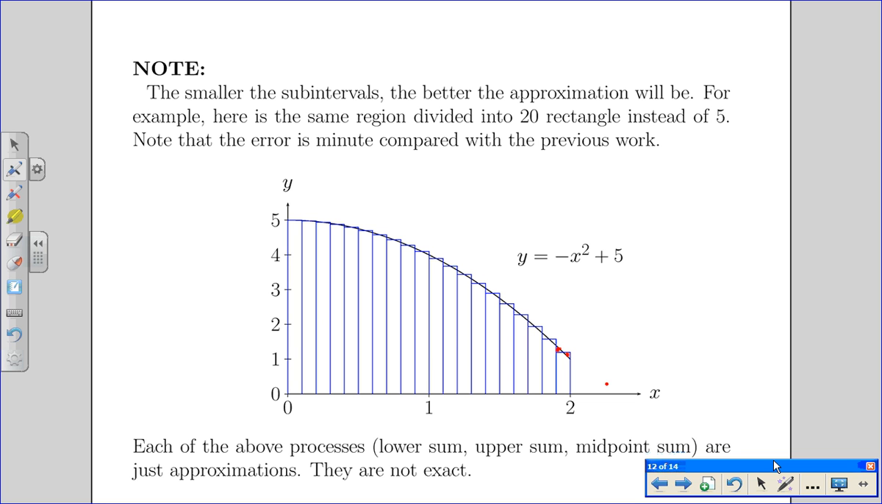All of these rectangle methods of estimating the area are just that. They are estimates. They are not going to be exact. Now, if we want an exact answer, what we do is we take an infinite number of rectangles. So for an exact answer, you need infinite rectangles.